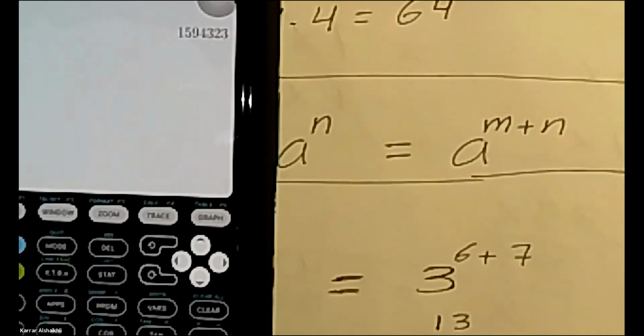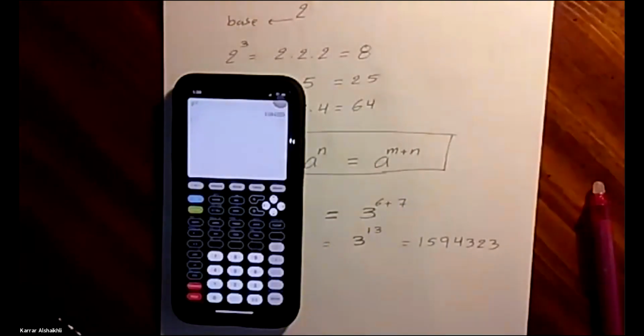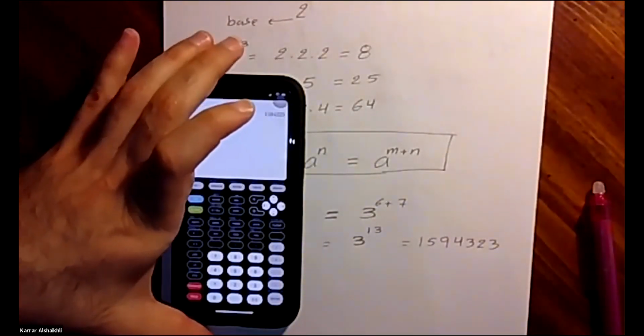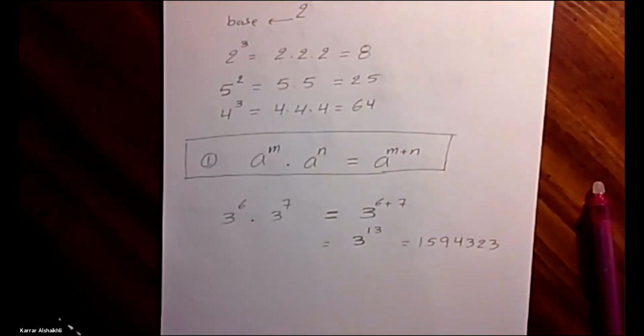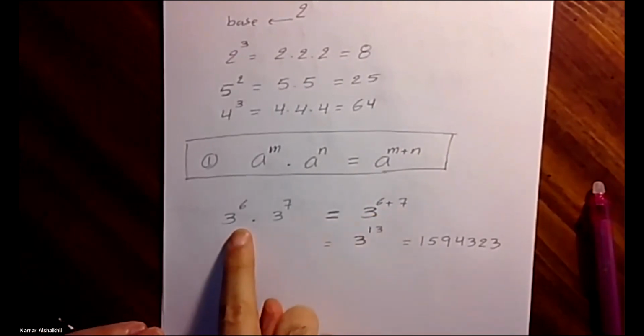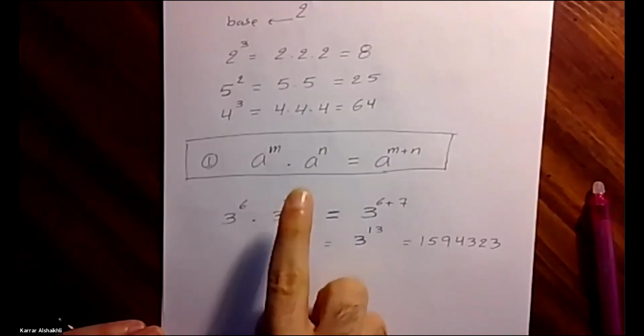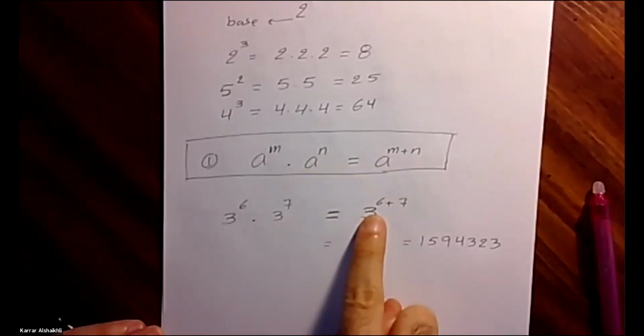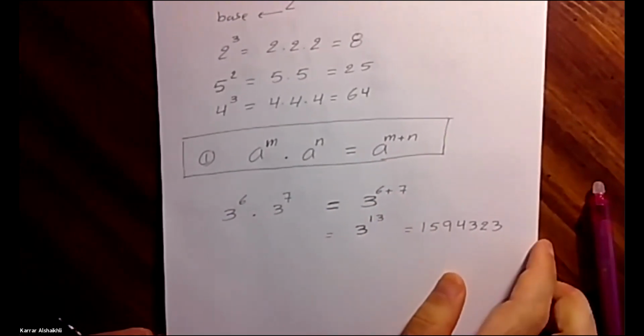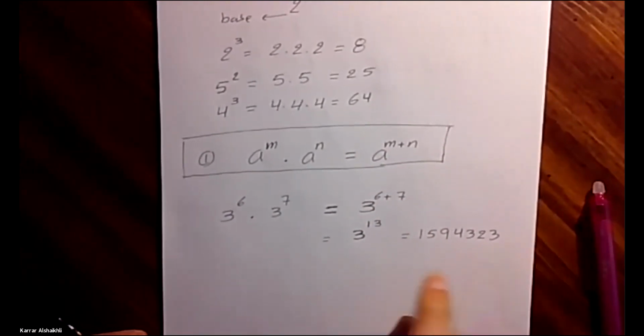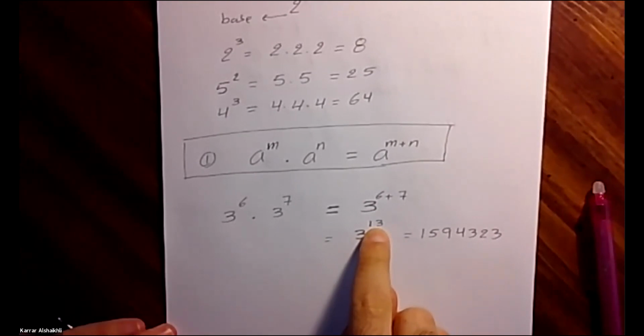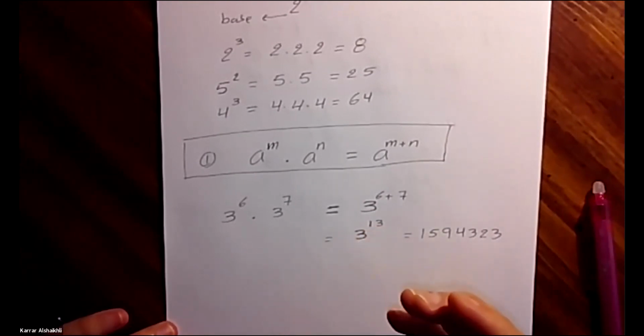The main thing here is not to find the result with the calculator. The main thing here is how to use the rule of exponents. We have the same base, different exponents, so I'm going to add the exponents. It's going to be 3 to the exponent 13. It's a number, so we can use the calculator.